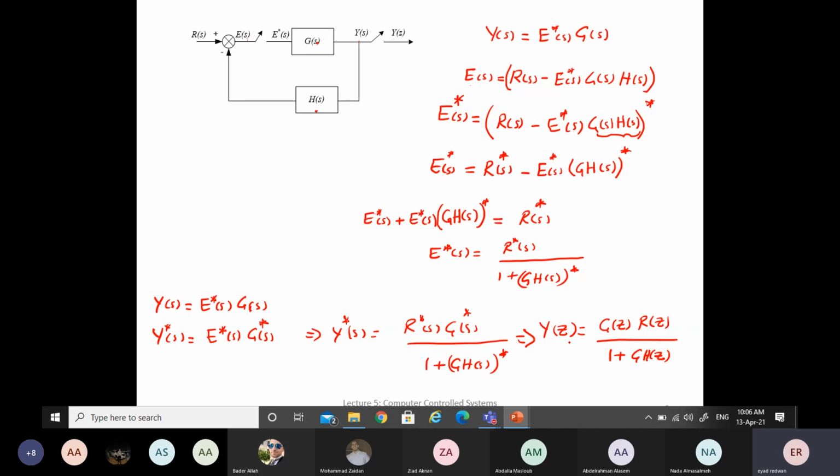So Y of Z again, I can write in this format Y of Z over R of Z. Notice I can pull out R of Z separately from this, and here I can write a pulse transfer function. It equals G of Z over 1 plus GH of Z. So this is the pulse transfer function for the system. Now let's examine other systems.